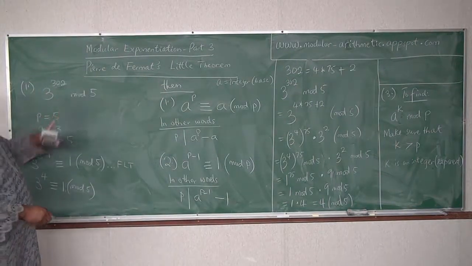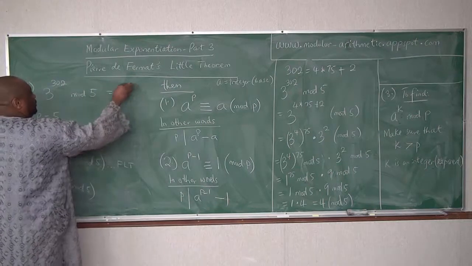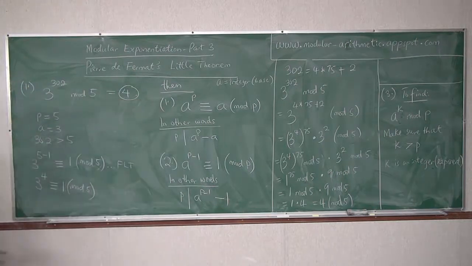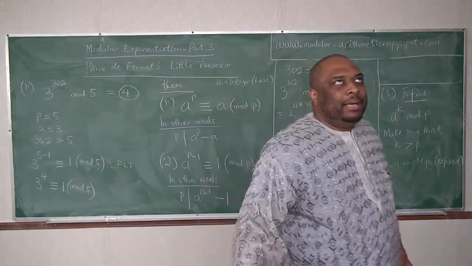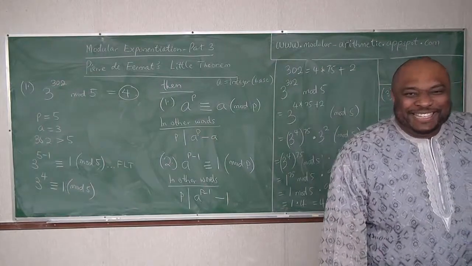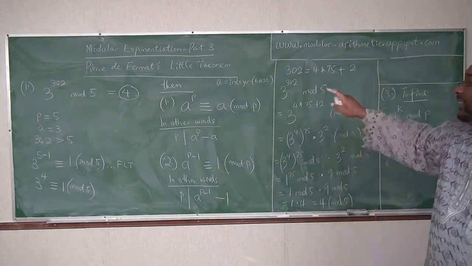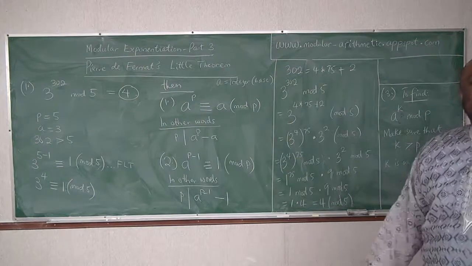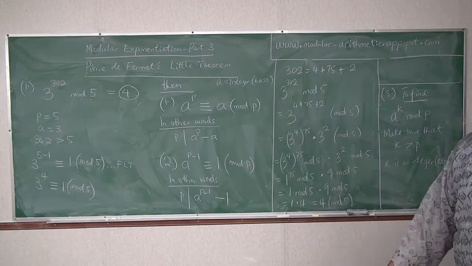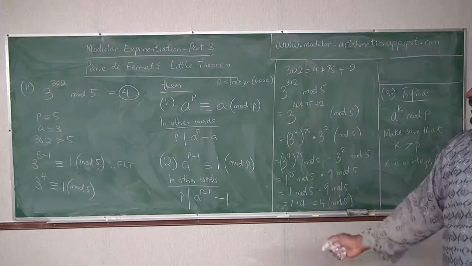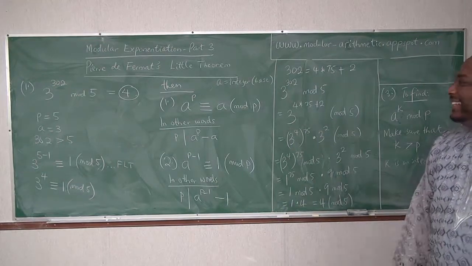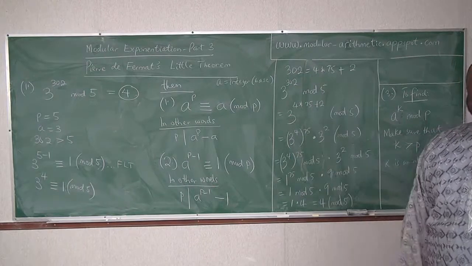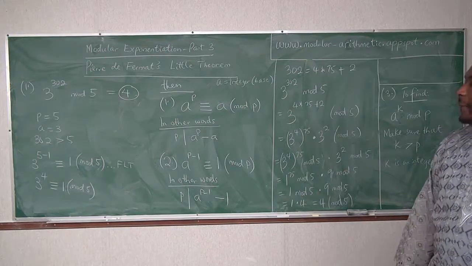So the answer to this, 3 exponent 302 mod 5, gives us 4. That's it. It saves so much time. Imagine you are doing it with the modular exponentiation algorithm. I mean, it saves time, right? Simple. That's it.